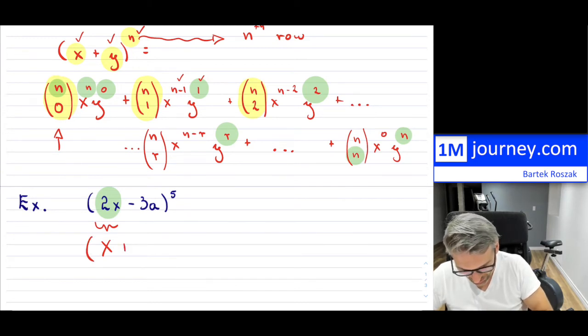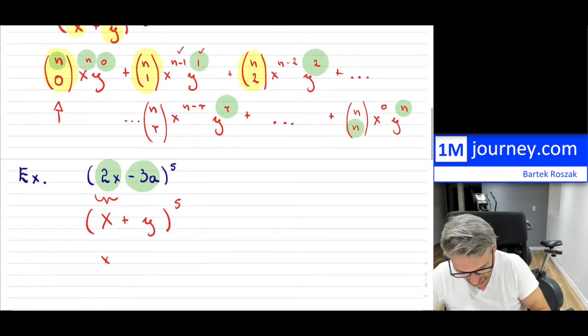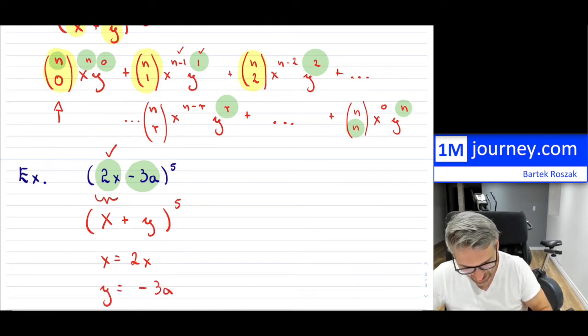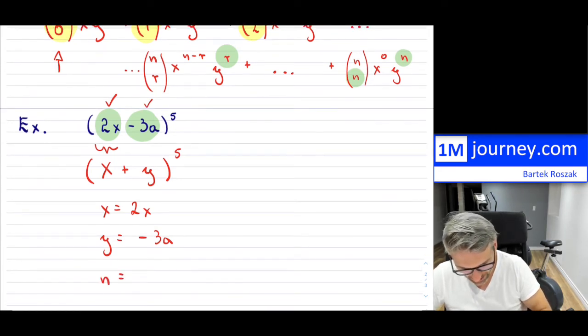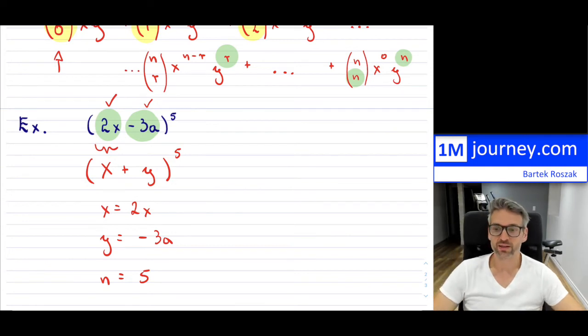Now we want it to be plus, so we're going to suck in this negative, and the 3a. So that would be your y. My n is 5, where your x is equal to 2x, and then your y is simply equal to negative 3a, and that's coming from there. Now your n is equal to 5, which we can now expand.